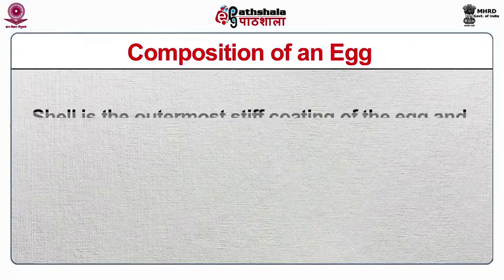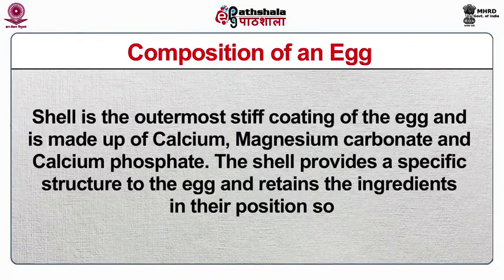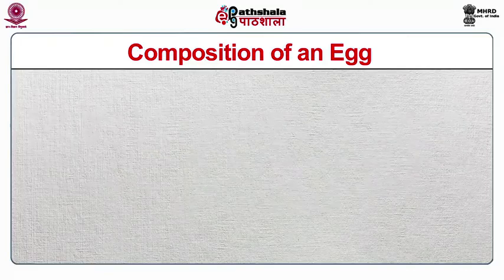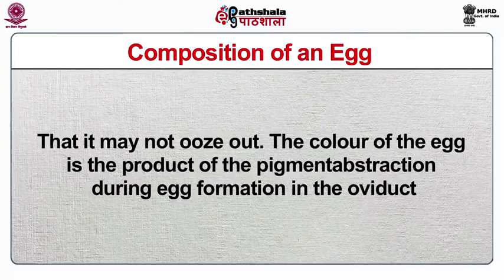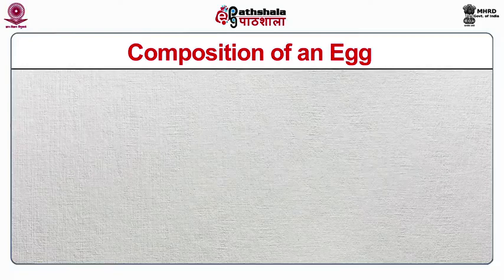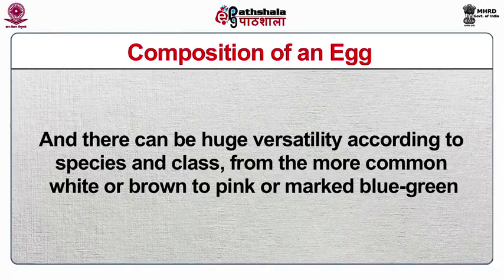Shell is the outermost stiff coating of the egg and is made up of calcium, magnesium carbonate, and calcium phosphate. The shell provides a specific structure to the egg and retains the ingredients in their position so that they may not ooze out. The color of the egg is the product of pigment deposition during egg formation in the oviduct, and there can be huge variety according to species and class, from the more common white or brown to pink or marked blue green.